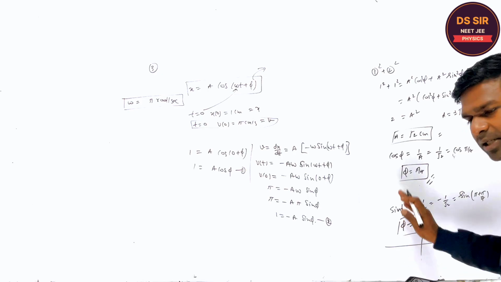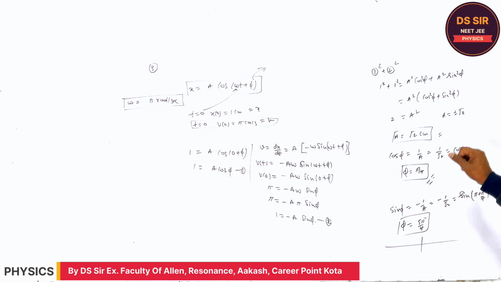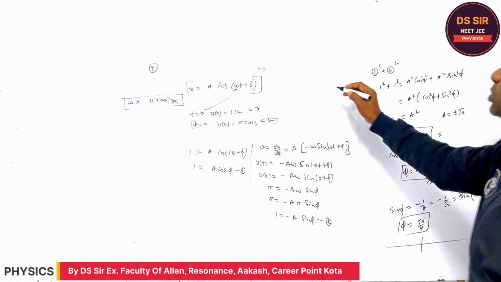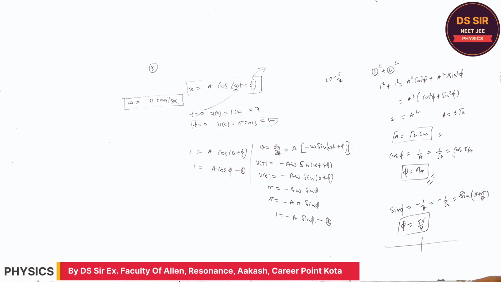So can you check the answer, please? First, check the answer. So they have given root 2 centimeter and 7 pi by 4. 7 pi by 4. Okay. Actually, 7 pi by 4. How is it 7 pi by 4? 2 pi minus pi by 4.